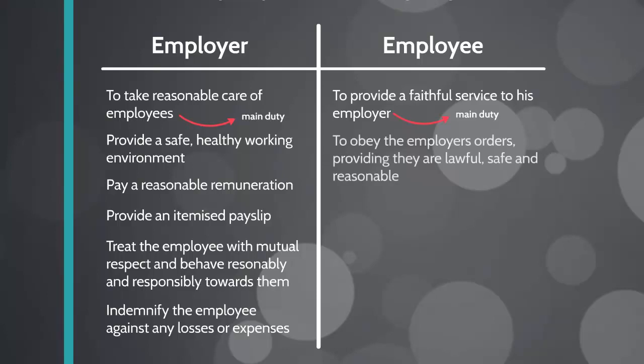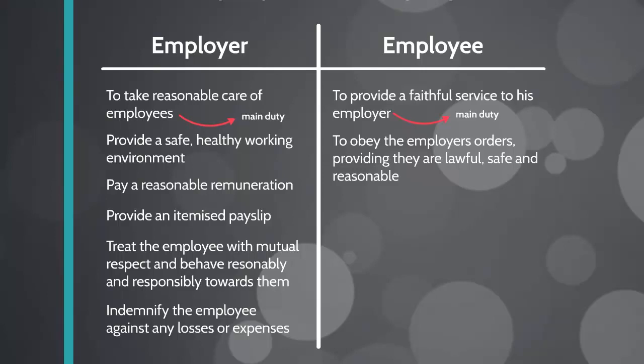But number one of these is to obey the employer's orders. But of course, those orders have to be safe. They can't make you climb up a chimney, even if they order you to, because it's just not safe. They've got to be lawful. They can't make you climb down someone else's chimney, because that's illegal. And reasonable. They can't make you climb up a chimney if you're an accountant. It's not your job, but if you are a roofer, then perhaps they could make you climb up a chimney.